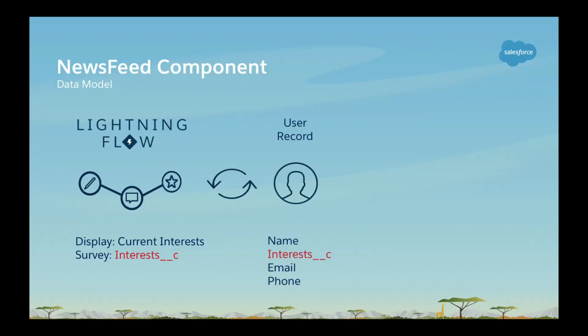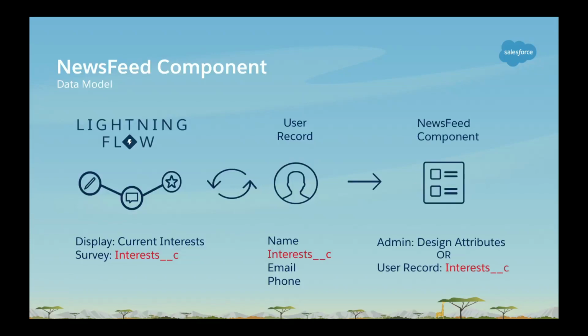Again, you have the user record. We have a name field. We have an interest field and an email field. And you will see that there's a bidirectional arrow. And this means that any changes that you make to the Lightning flow process will be propagated to the user record, and any changes made to the user record will also get reflected inside of the flow component. And then finally, the last step is obviously to render that data to your user, and that's where the newsfeed component comes in. So the newsfeed component will access that interest__c custom field that you've then stored inside of the user record, and it'll propagate that into your component itself.